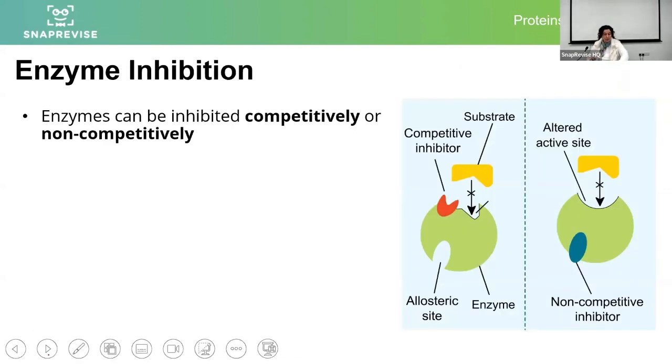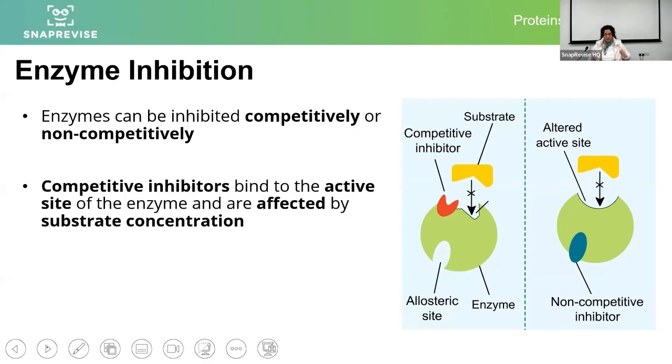How does enzyme inhibition work? We've got two main types of inhibitors: a competitive inhibitor or a non-competitive inhibitor. They work in two distinct ways, and the naming here is quite telling of what they do and how they work. Competitive inhibitors bind to the actual active site.